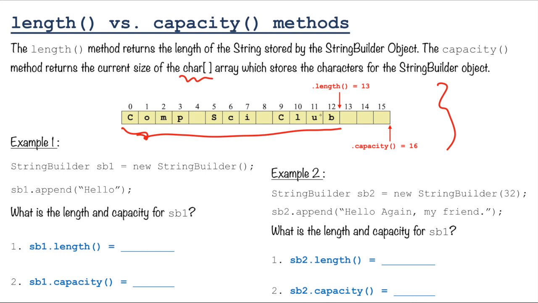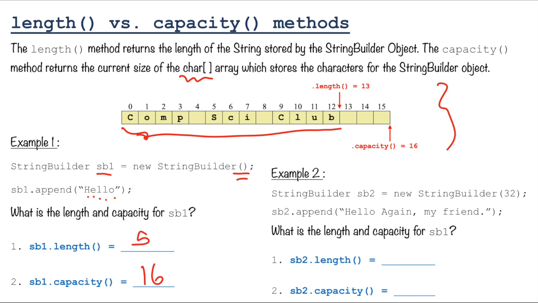So now if we consider example 1, where we have a StringBuilder object SB1, it is initialized with empty parentheses. So we said on a previous slide, that means the capacity by default will be set to 16. And then we're going to append the word hello to it. So it does not increase the capacity at all. So the length of this StringBuilder object would be 1, 2, 3, 4, 5, and the capacity is 16.